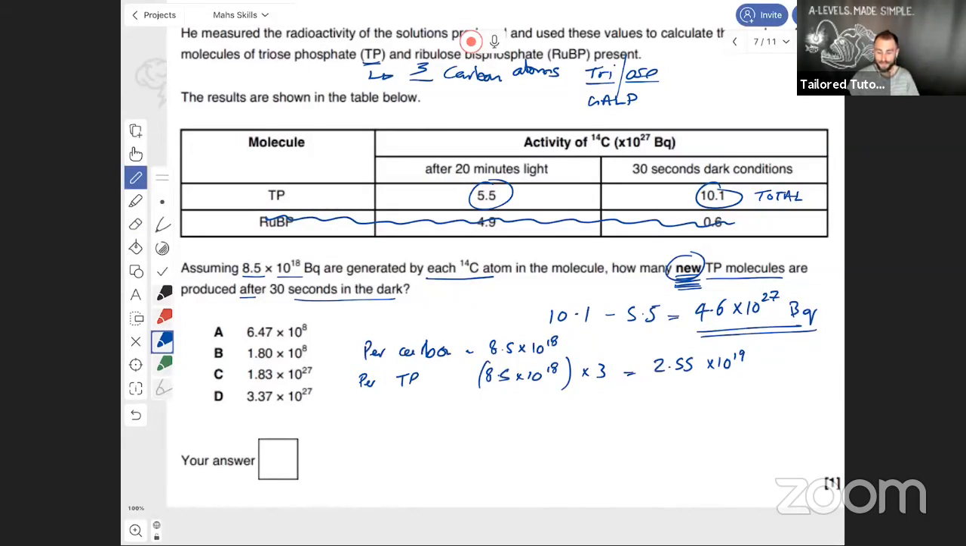And now what do we need to know? We've got the total amount of radioactivity per triphosphate, and we've got the total amount of activity of the new. We're going to have to divide the big one by the small one. How many times does the small one fit into the big one? So it's 4.6 times 10 to the 27 divided by 2.55 times 10 to the 19. So, 4.6 times 10 to the power of 27, it's a big number, divided by my previous answer. Oh no, not divided by that up there.